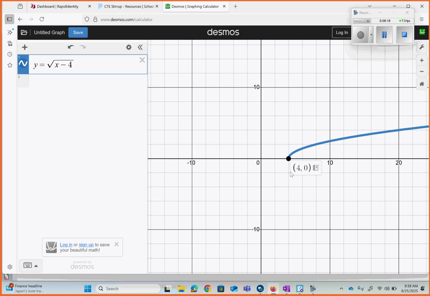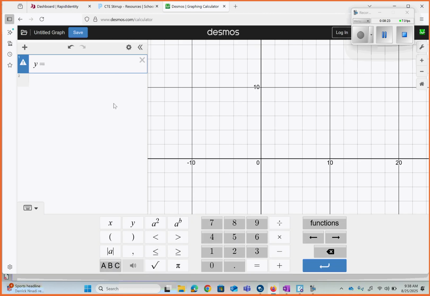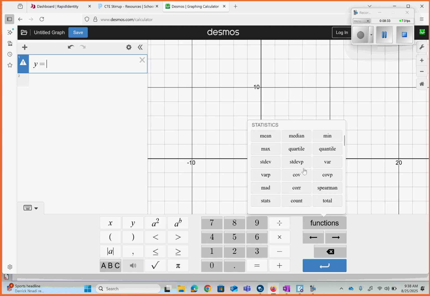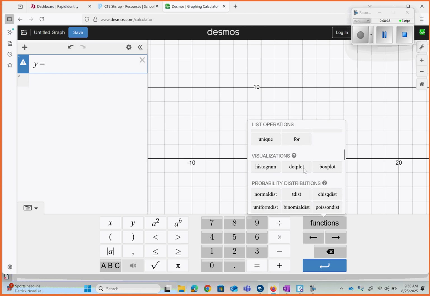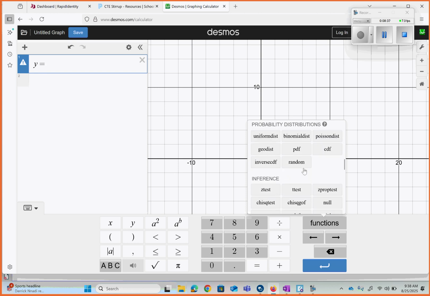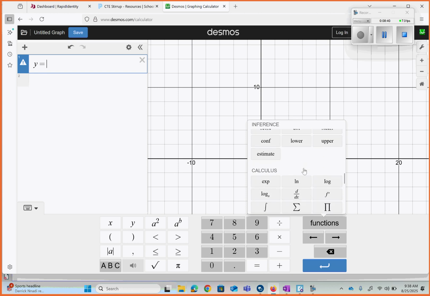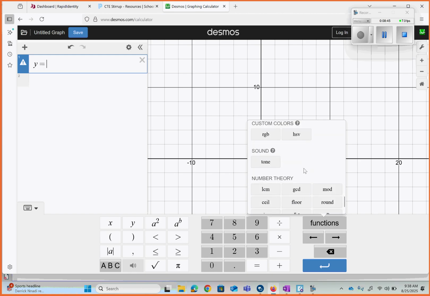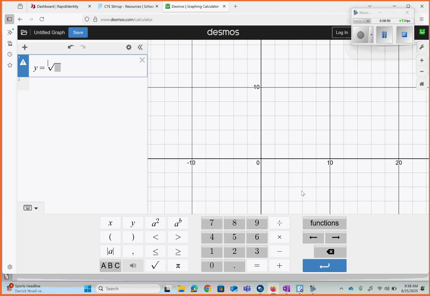I believe that says third root of x. Agreed? So I have y equals, we want the third root of x. Okay. So maybe we have to search for the actual third root. There might be one. If not, we have another way to do it. Yep. So you search for it under functions. You find the nth root. So we want the third root of x.